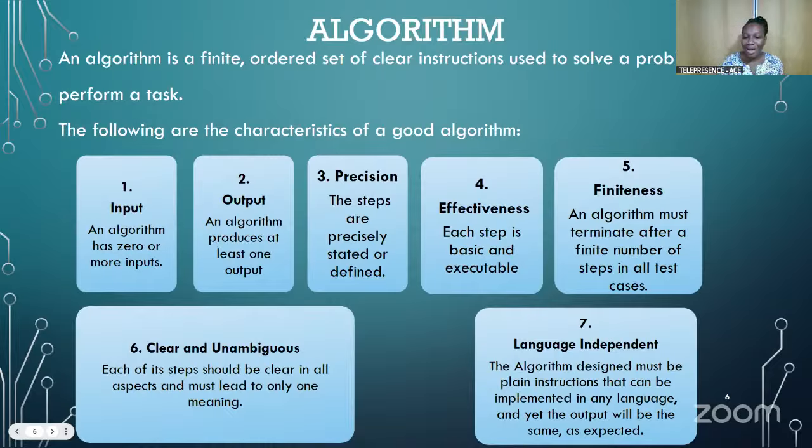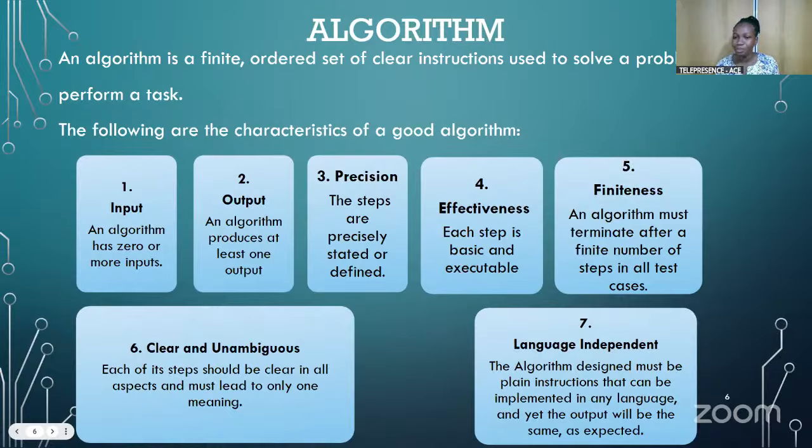So we also have effectiveness. Each step is basic and executable. Not that you are having steps that cannot be executed, that are not feasible. It's just like now they ask you to write a particular business plan, and they're asking you for the financial projection of your business, a startup business, a new business in the next 2 months, and you're writing, in the next 2 months, my business should have produced around 2.3 trillion naira profits. It's not feasible. So when you are writing an algorithm, each of the steps must be basic and executable.